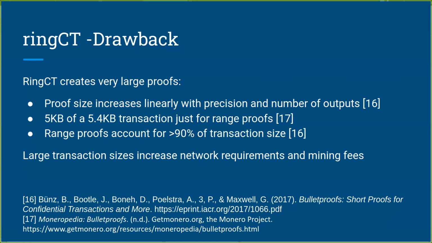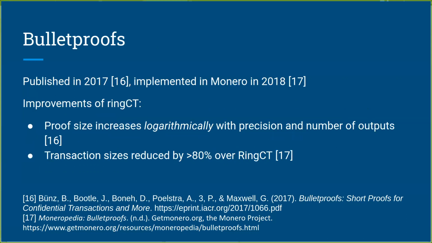It was extremely common for the range proofs to account for more than 90% of the transaction size using RingCT, which not only made transactions more network intensive, but increased mining fees as well. To address this, Monero implemented bulletproofs in 2018. Bulletproofs made a major improvement on the size requirement of transaction range proofs. While RingCT proof size linearly increased with transaction precision and the number of outputs, bulletproofs only increased in size logarithmically. Due to this improvement, the average size of transactions decreased by more than 80%, hugely improving network costs as well as decreasing mining fees.